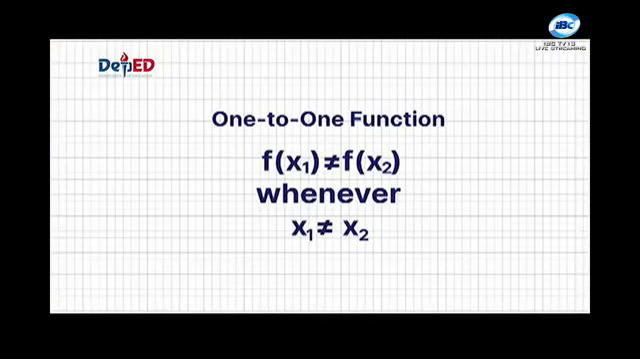Thus, a one-to-one function can be defined as a function f of x where f of x sub 1 is not equal to f of x sub 2 whenever x sub 1 is not equal to x sub 2. In other words, there has to be no two different values of x to have the same value of y.